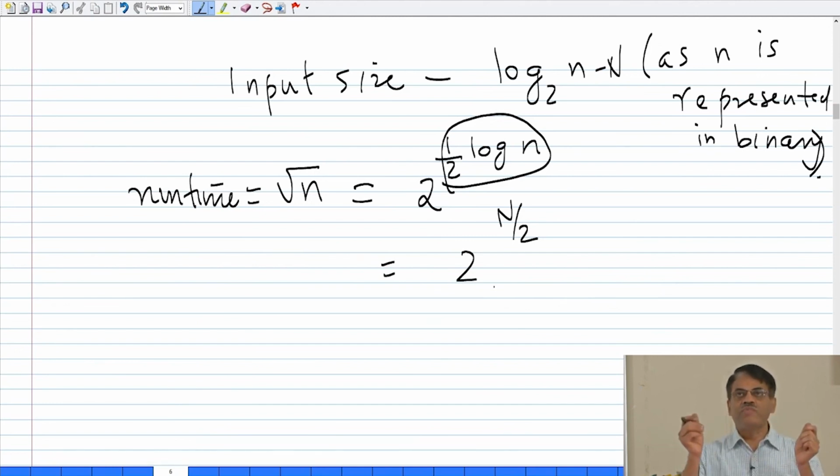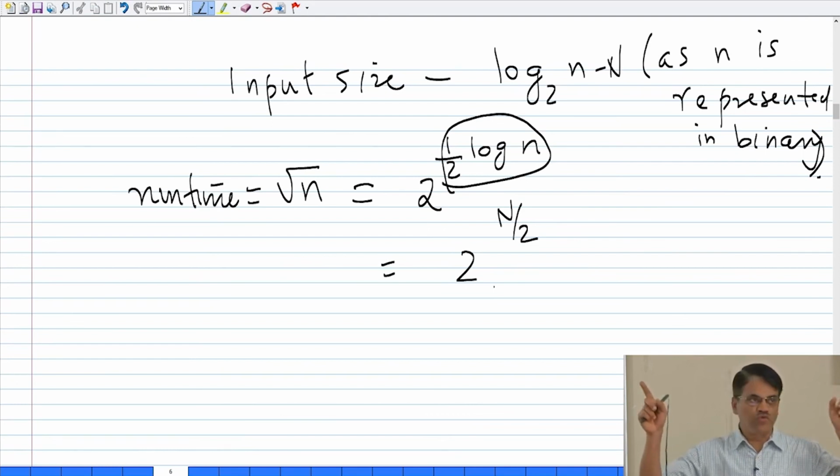So, suppose I have a 20 digit number and I want to check whether it is prime. I want the algorithm to take polynomial in 20, not polynomial in the input value. Input value could be very huge, right. So, the size of the input is the size of a compact encoding, right.